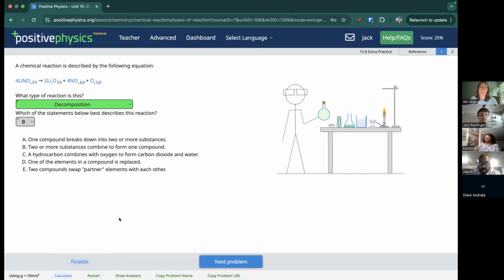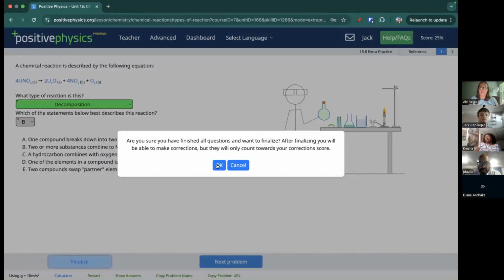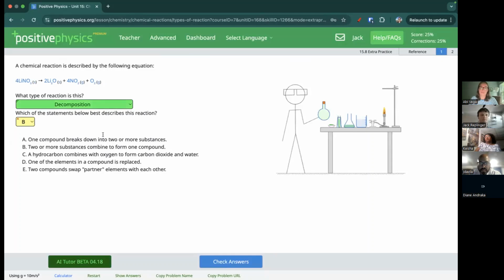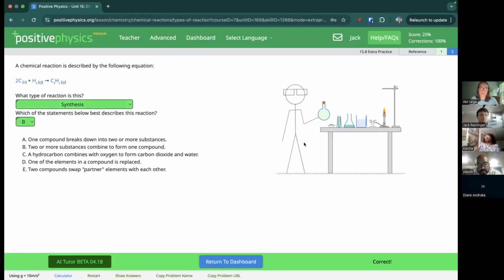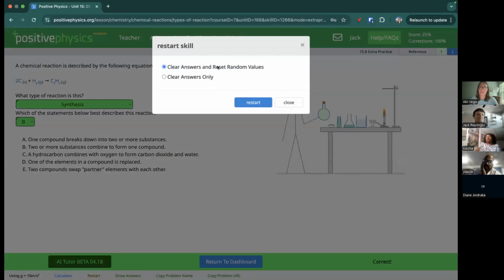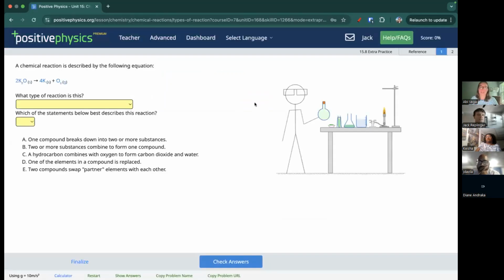And then once they're done, they can click finalize down here. Now they can go ahead and make corrections. And then once they've answered all the questions, where's our restart button? It usually pops up when they're done, at the bottom. Oh, there it is. Thanks, Jack. Yeah, at the bottom here, there's the restart button. So the student can then restart, get a whole new set of questions, and practice again.